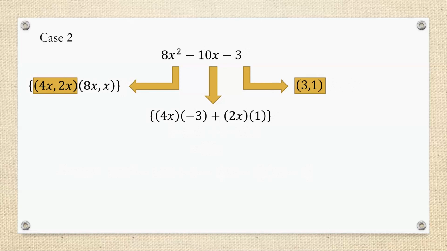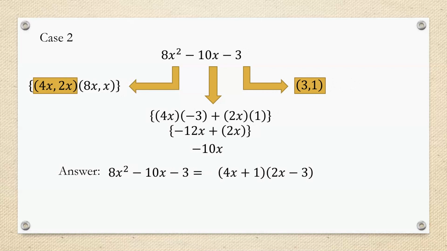Since ang pinakamalaking value is 12, i-carry ko kung ano yung sign na meron siya. Since negative ang meron siya, i-carry ko yun. So, negative 10x ang meron. Okay? So, yan lang. So, paano ba natin hanapin answer? Okay, answer. 8x squared minus 10x minus 3 is equal to (4x + 1)(2x - 3).